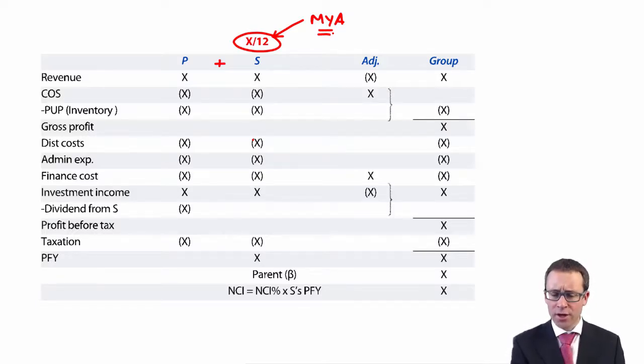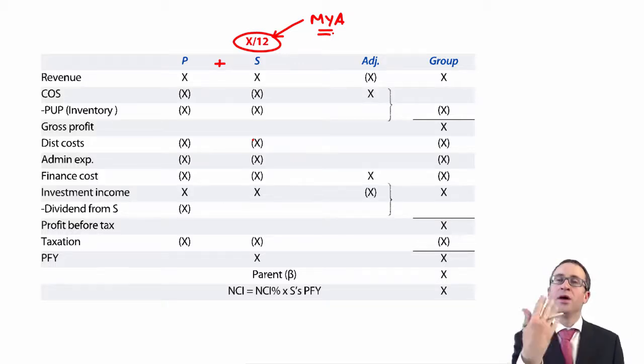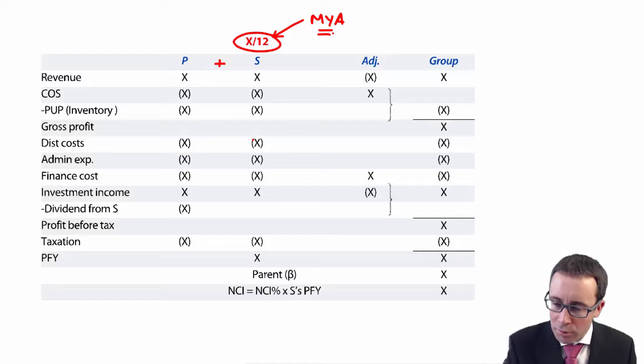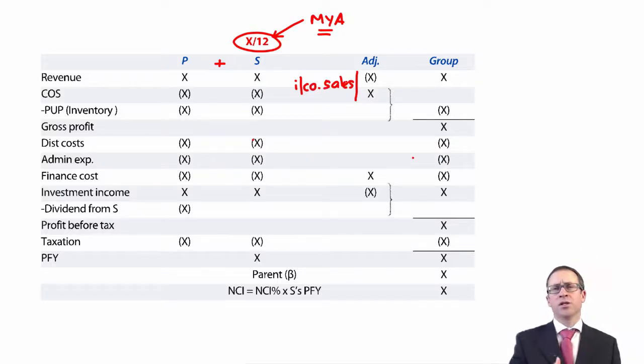So again, you add across the revenue, you add across the cost of sales. Again, prorate revenue and cost of sales for the sub if it's a mid-year acquisition. We will see a little bit later on the adjustments column, whereby maybe there are some intra-company sales. So we eliminated intra-company receivables and payables on the SFP based upon the single entity concept. Again, we shall do the same with regards to revenues and costs.